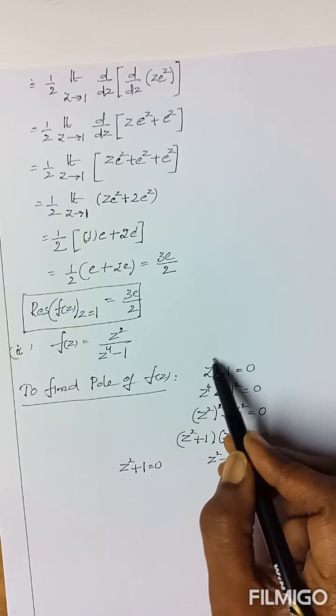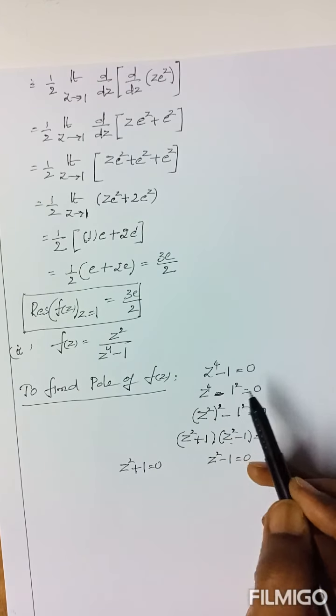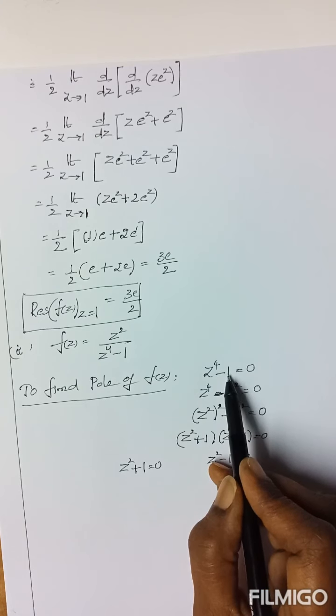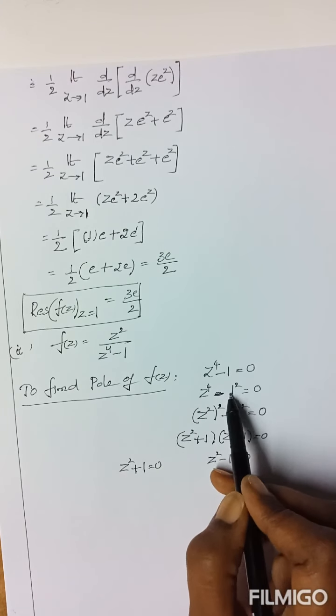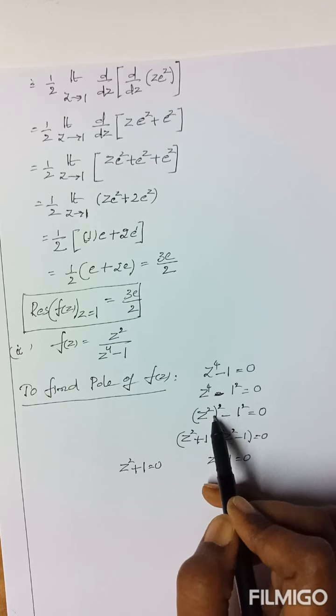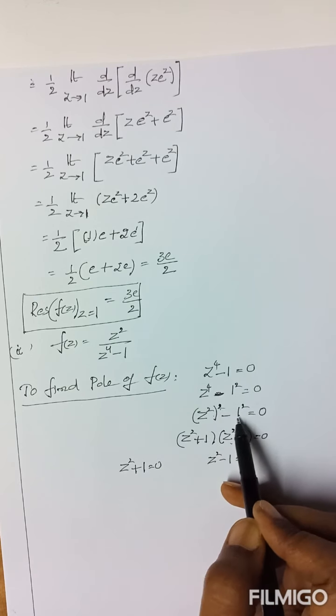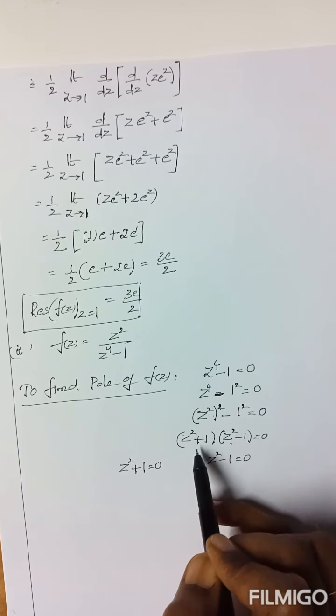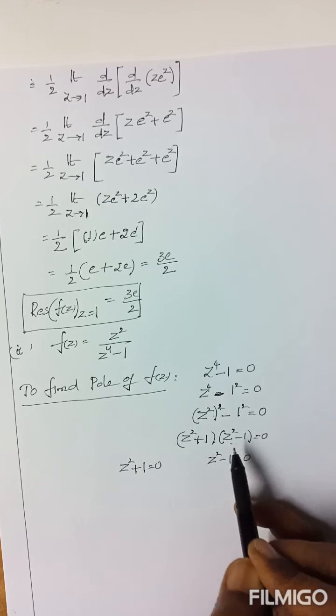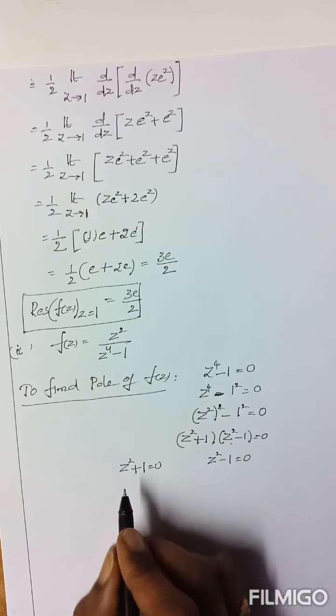But we need actually 4 roots. We should show that the given polynomial can be written as z power 4 minus 1, which is in the square form, z square whole square minus 1 square. This is totally a square minus b square form, a plus b into a minus b. Then you can write 4 roots.